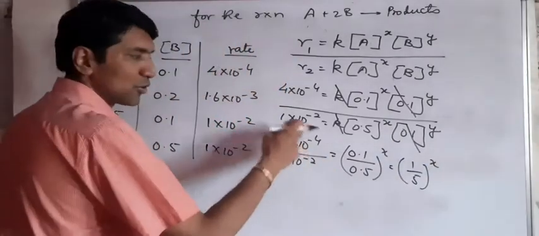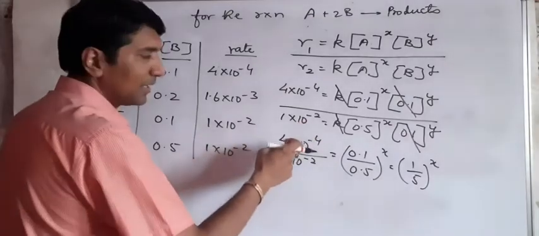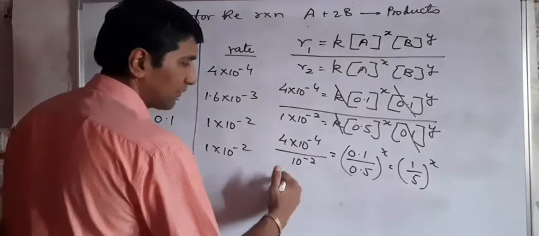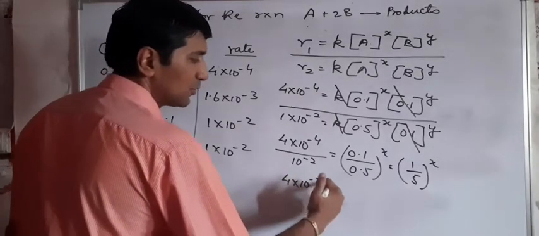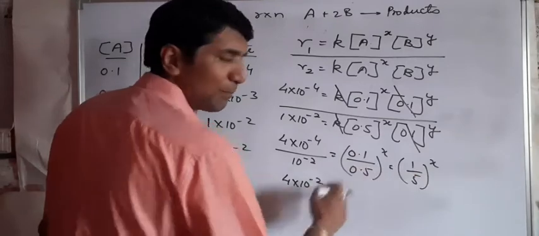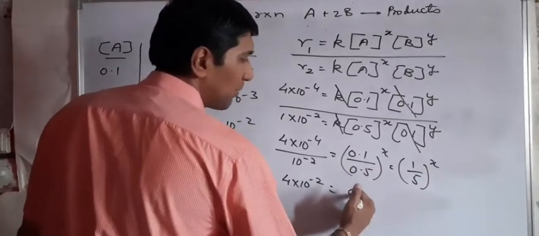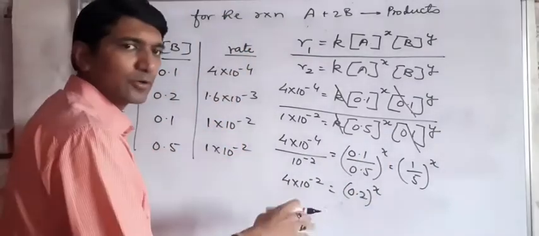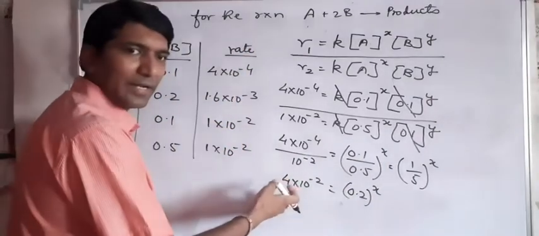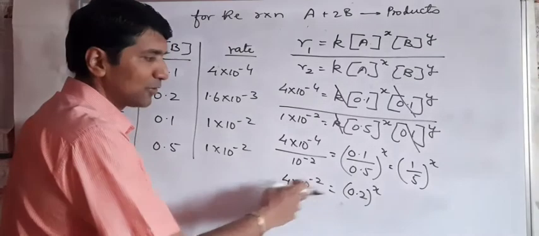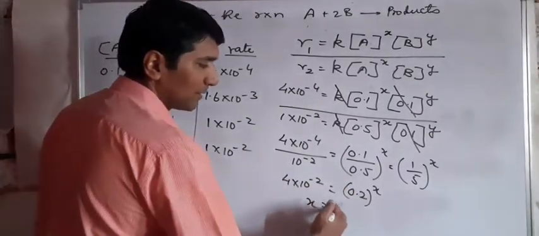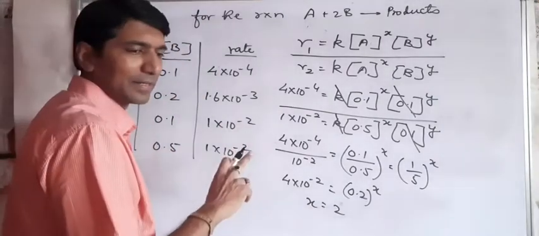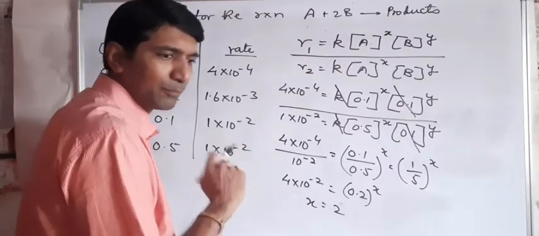Now when you solve, this value will go up. So you will get 4 into 10 raised to power minus 2, which is equal to 0.2 raised to power X. Now, if you multiply 0.2 into 0.2, you will get 0.04. So if you are getting 0.04 as the value, the value of X will be 2. So this is the first part where you are getting the value of 2.